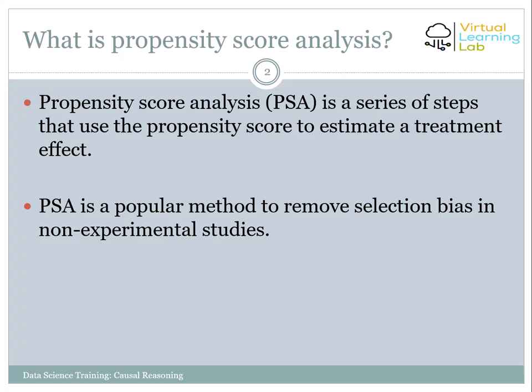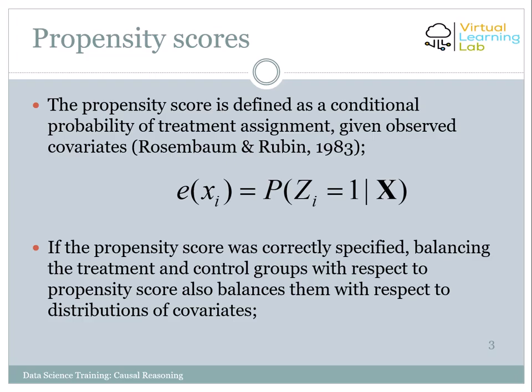Propensity score analysis is a method used to estimate treatment effects when there is no random assignment to condition, so when it's not an experimental study, but there is a rich set of covariates that can be controlled for. It is a very popular method because it allows controlling for a large number of covariates. It's based on the propensity score, which is the conditional probability of treatment assignment.